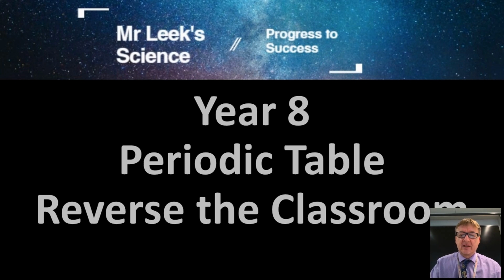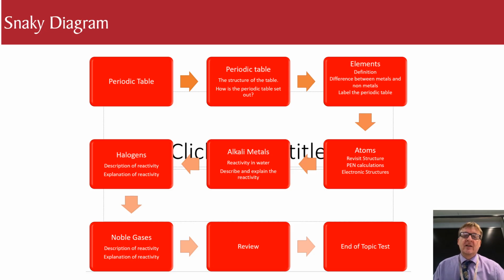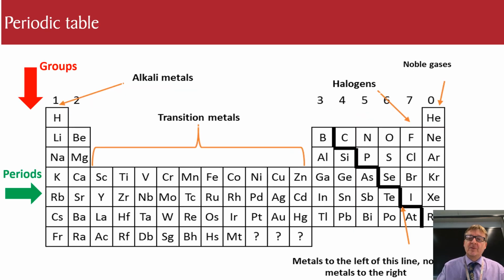This is all the information for Year 8, the periodic table. Just to start off with, we've got our snaky diagram, which starts off saying this is the periodic table. This is then the information that you go through: periodic table, elements, atoms, alkali metals, halogens, noble gases, and then a test at the end. It's useful to know this so you can do some work before the lesson, so you know what is coming next. Okay, periodic table itself.